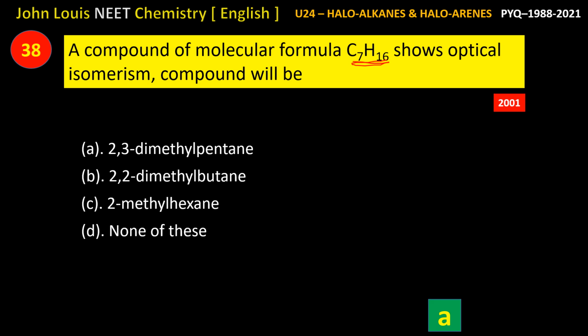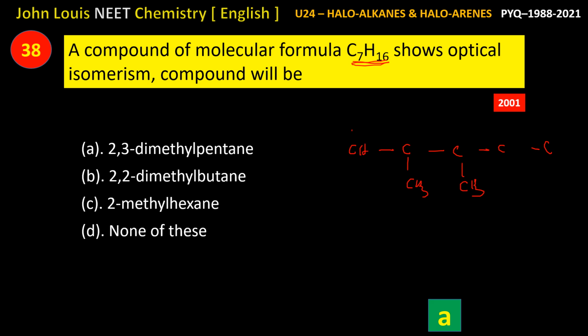What is the first one? 2,3-dimethyl pentane. What is pentane? 1, 2, 3, 4, 5 carbons, all bonds are single bonds, therefore the suffix is -ane. So 2,3-dimethyl. Suppose we start from here as 1, and this is the second carbon. Therefore here it is methyl, and the 3rd carbon also has methyl.